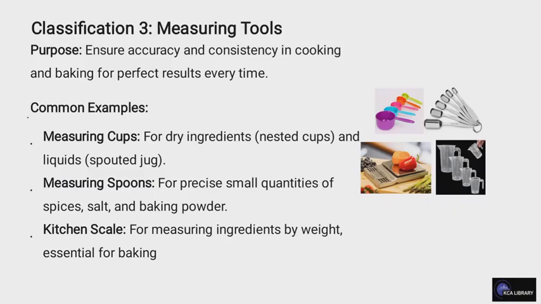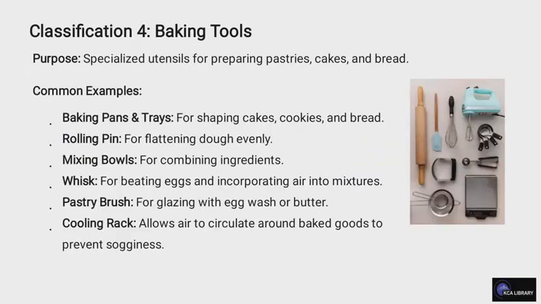The measuring tools. The purpose is to ensure accuracy and consistency in cooking and baking for perfect results every time. The common measuring tools are: one, measuring cup, two, measuring spoons, and three, kitchen scale. The measuring cup is for dry ingredients, and the measuring spoon is for precise small quantities of spice, salt, and baking powder. Then the kitchen scale is for measuring ingredients by weight, especially for baking.